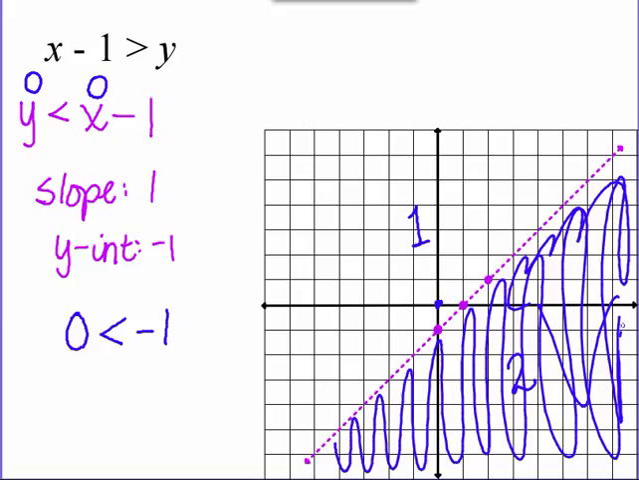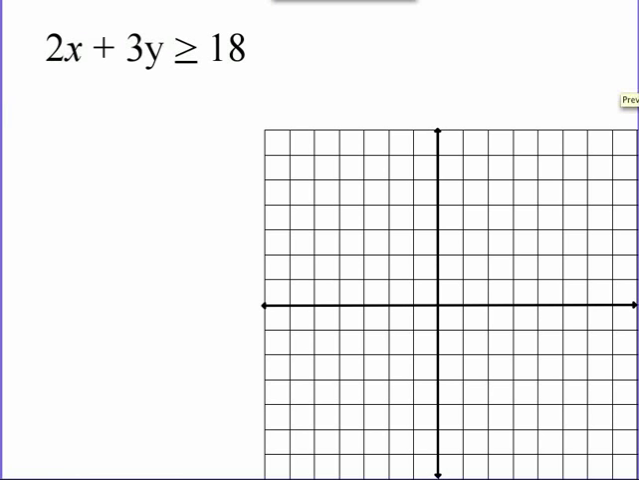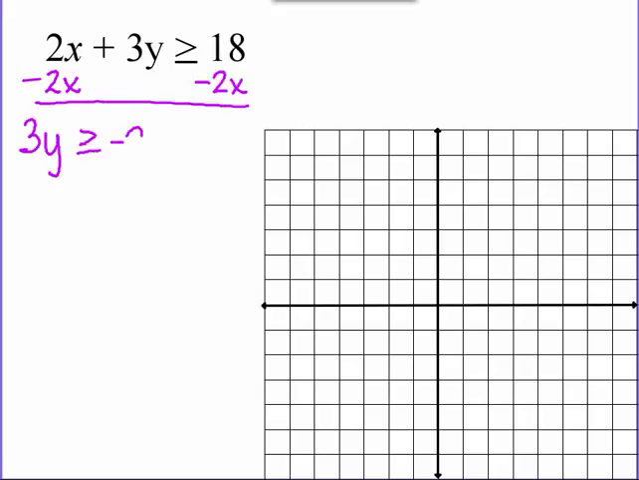Let's look at the very last one then. Remember what we said. We need to put this in slope-intercept form, very first step. So what do you need to do? Minus 2x. Does anybody know what form this was in originally? Standard, very good.